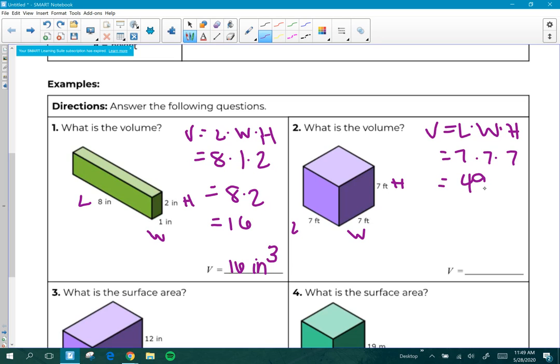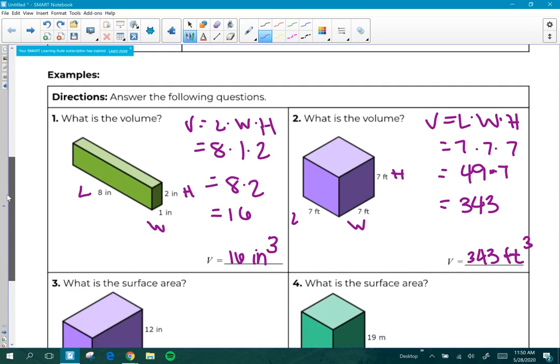7 times 7 is 49. Oops, times 7. Should be a multiply. 49 times 7 gives me 343. So again, the units will be given on IXL, but it should be 343 feet cubed. So those are my 2 volume examples, very straightforward.